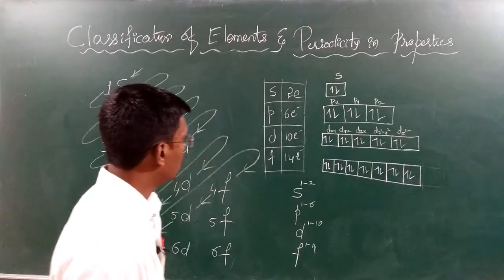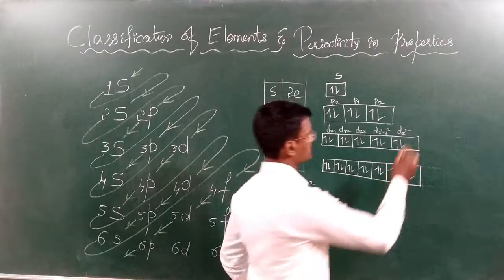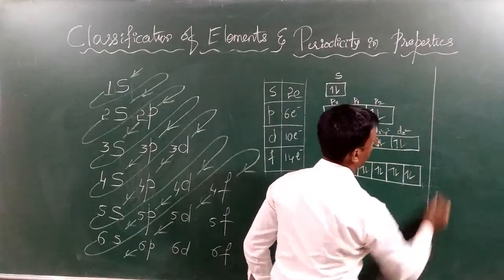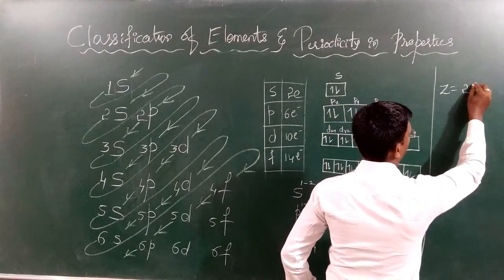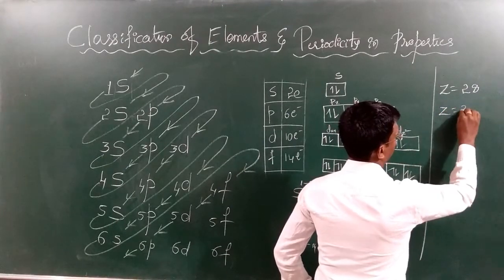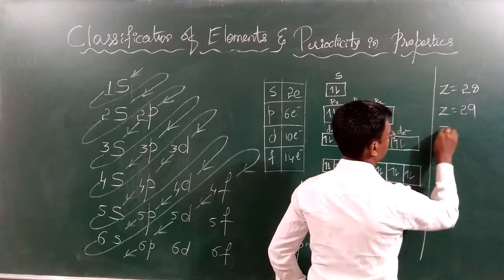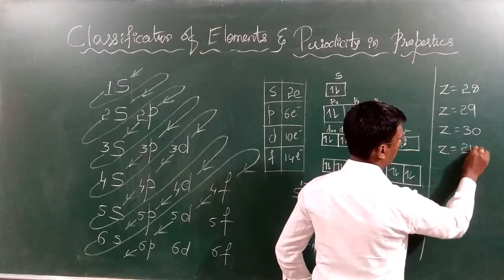So let's begin, still one or two electronic configurations. Try to write the electronic configuration of atomic number 28, 29, 30, 24.